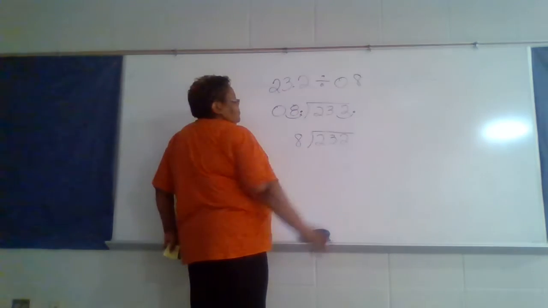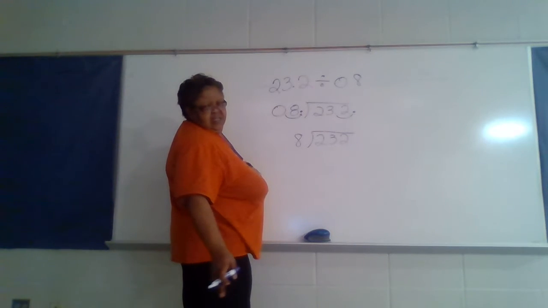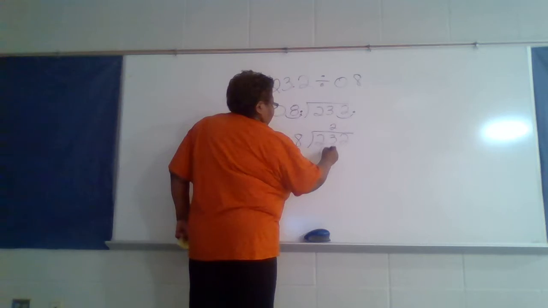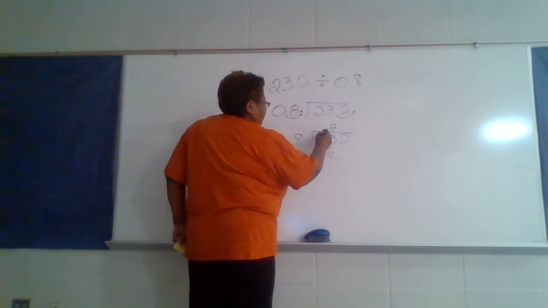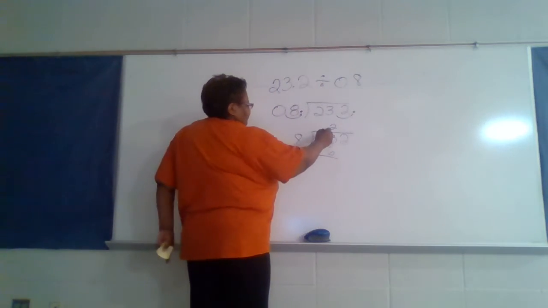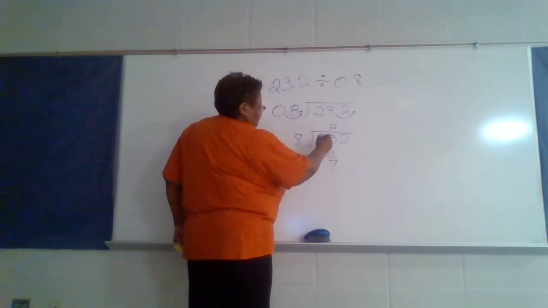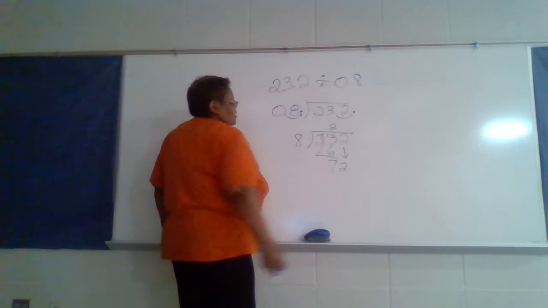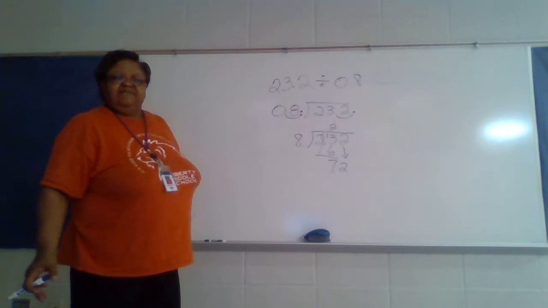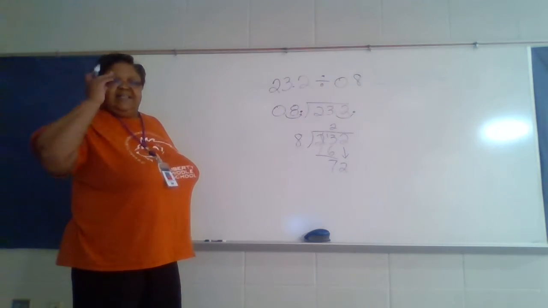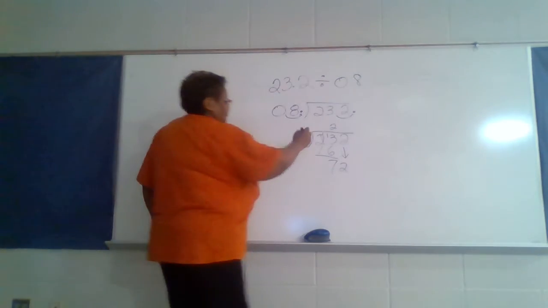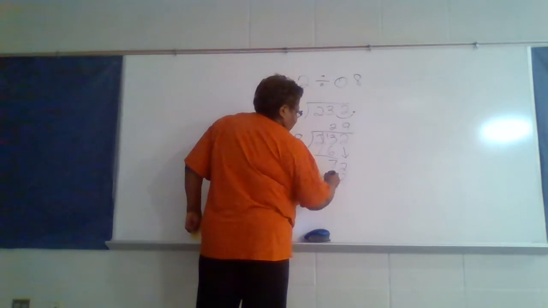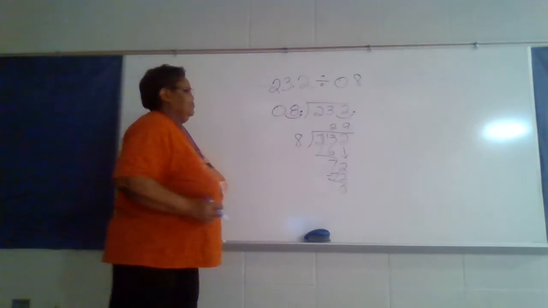8 goes into 23. Let's see, 8 times 3 is 24. So let's try 8 times 2, which is 16. Okay, I borrow and carry. 13 minus 6 is 7. 1 minus 1 is 0. So now I'm going to bring down that 2. 8 times 8 is 64. 8 times 9 is 72. 9 times 8, 72. Subtract, no remainder.